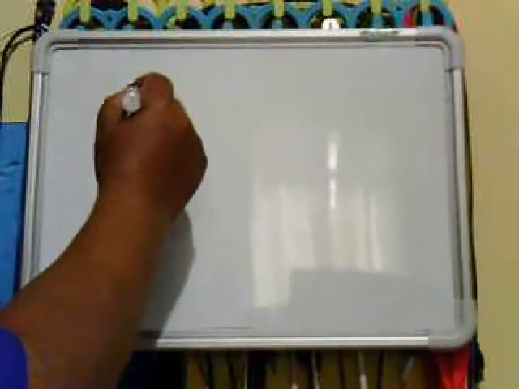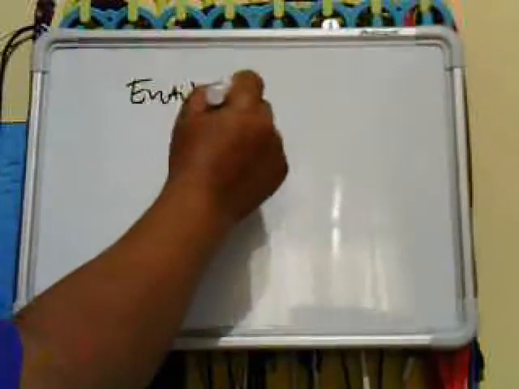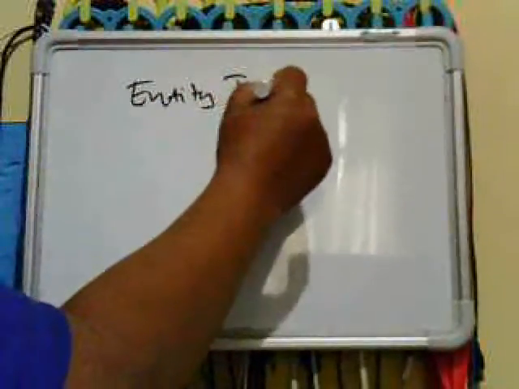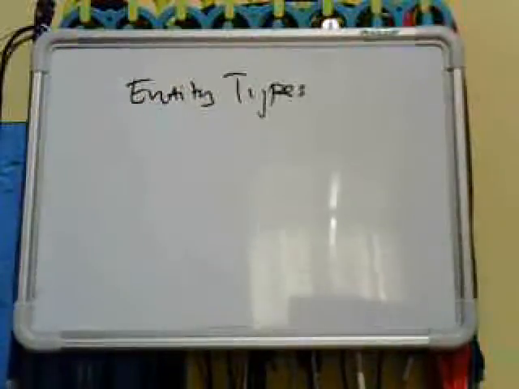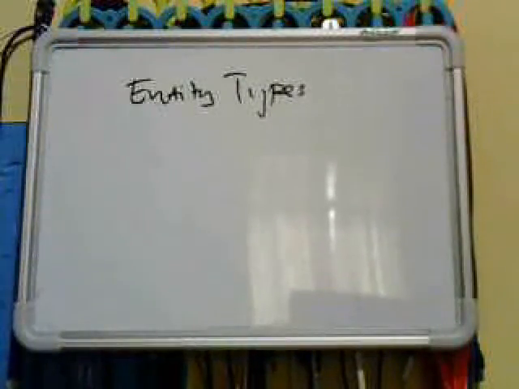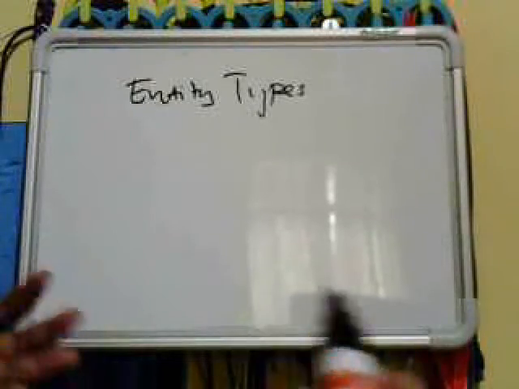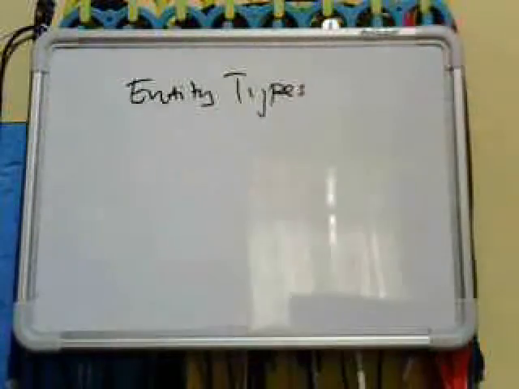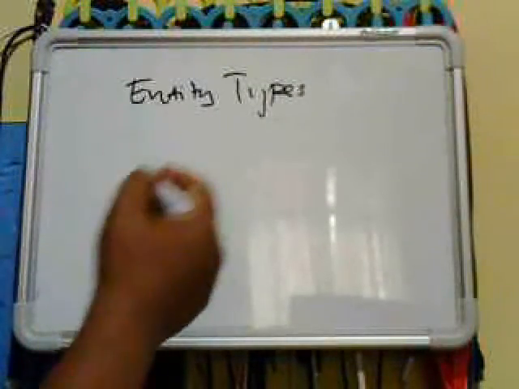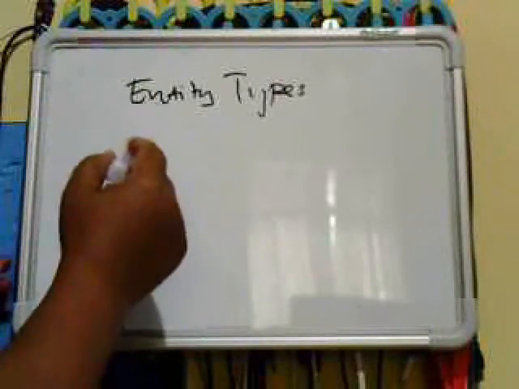Okay, class. Let me look into what we mean by the entity type. How do we define the entity type? From the requirements that you get from the user, maybe you will identify information like staff.